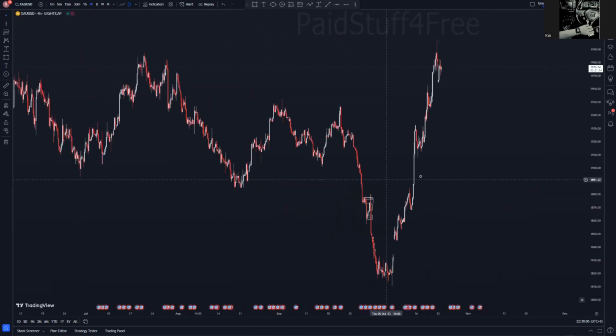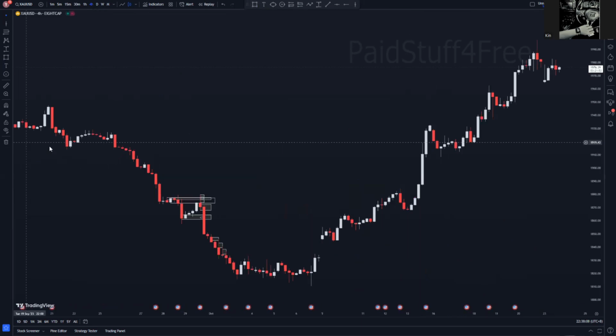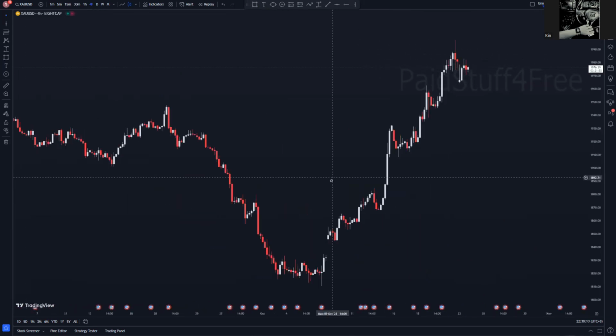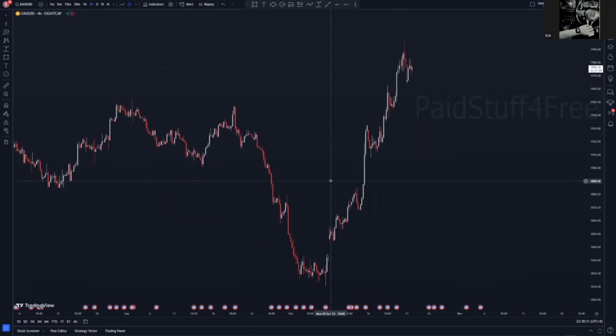So for now, is there any question before I go to the next examples? No. So instead of gold, which instruments are you guys trading with?